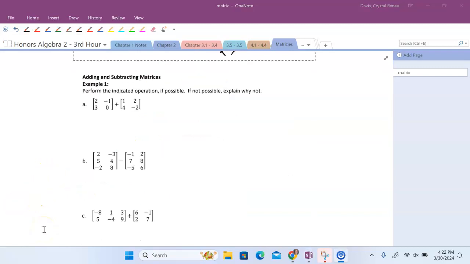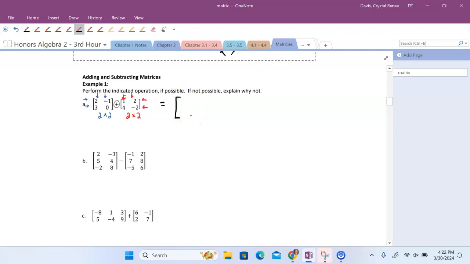Okay, so let's look at example 1 now. It says perform the indicated operation if possible, if not, explain why. Notice we want to add these two matrices. The first thing we need to figure out is, do they have the same dimensions? Well, this one has 2 rows and 2 columns, so it is a 2 by 2 matrix. The same thing here: 2 rows and 2 columns, so this is also a 2 by 2 matrix. Because they have the same dimensions, we can in fact add them.